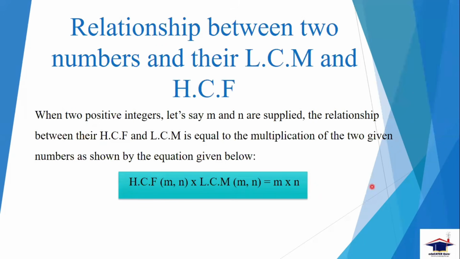Now we'll find out the relationship between two numbers and their LCM and HCF. When two positive integers, let's say m and n, are supplied, the relationship between their HCF and LCM is equal to the multiplication of the two given numbers, as shown in the equation. Here you can see HCF of m, n and LCM of m, n is equal to m into n. In simple words, HCF into LCM is equal to m into n. This is the relationship formula for LCM and HCF.